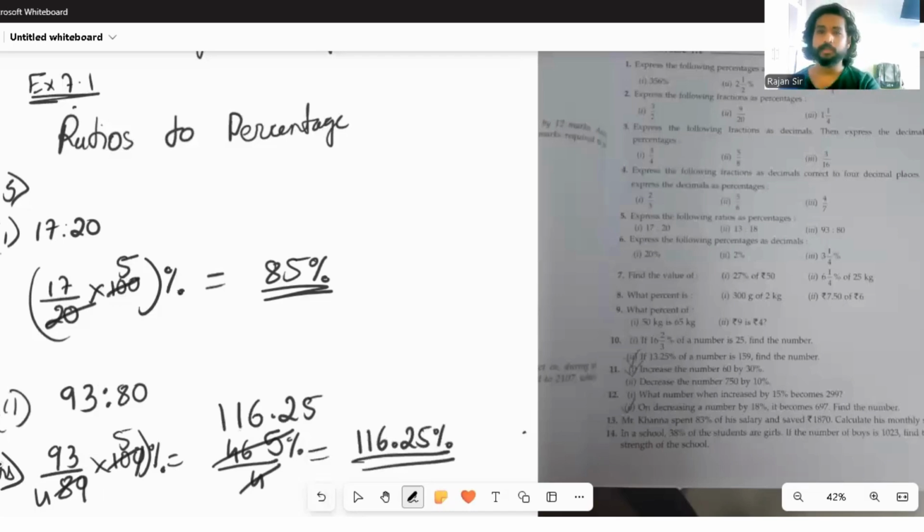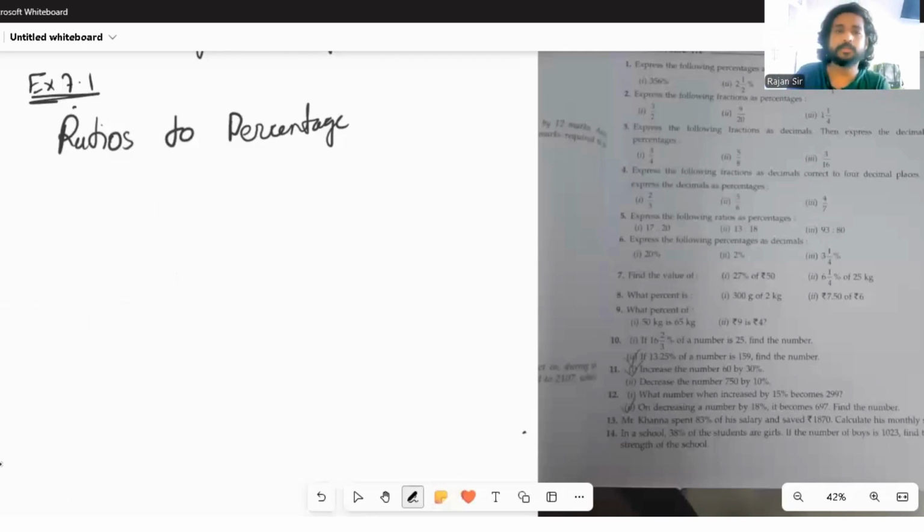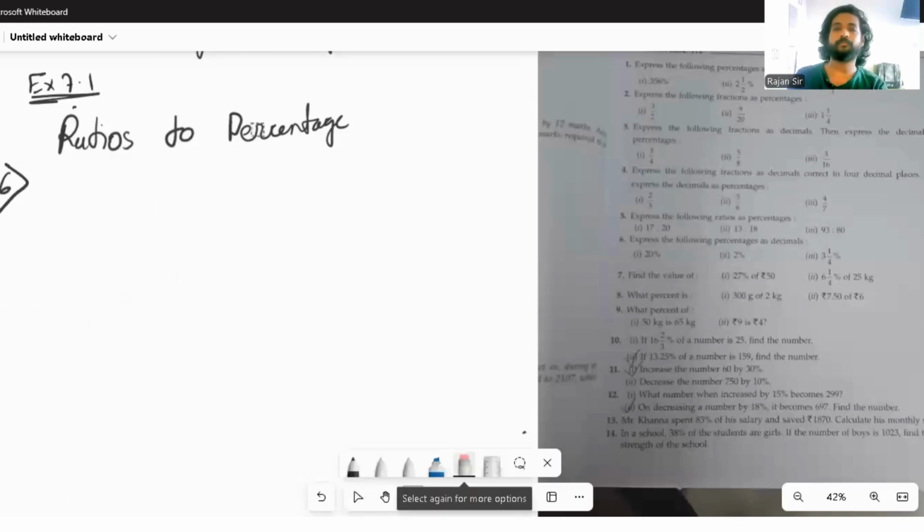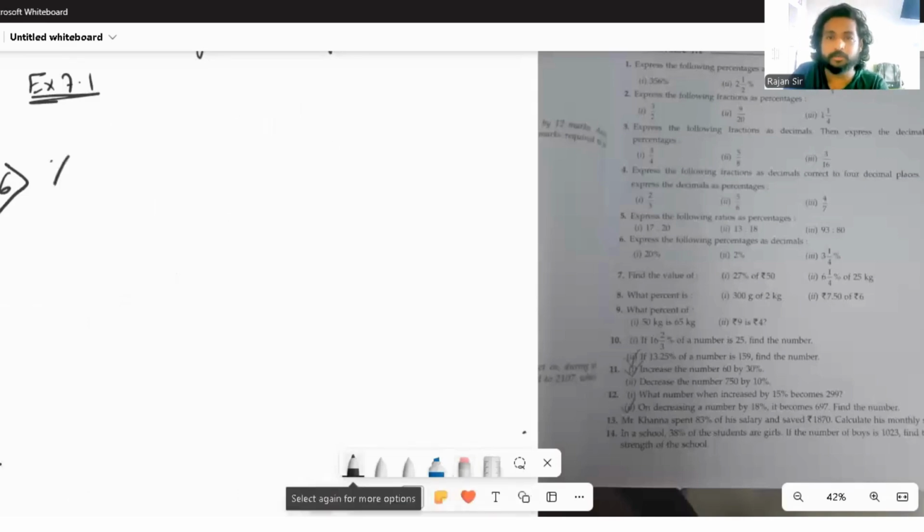Okay, let's go for the next one. Question number 6: express the following percentages as decimals. Now, we are going from percentages into other forms. So, we have percentages to decimals.